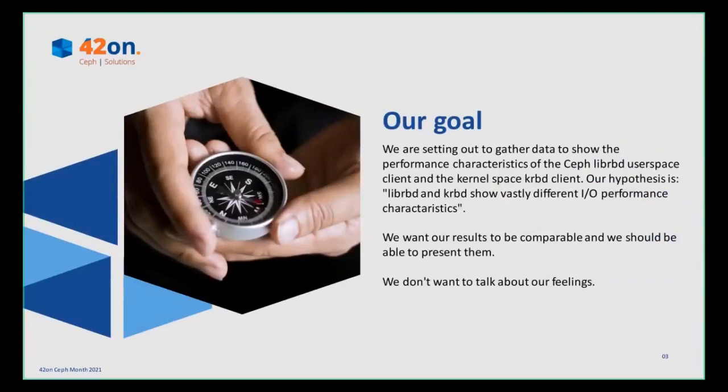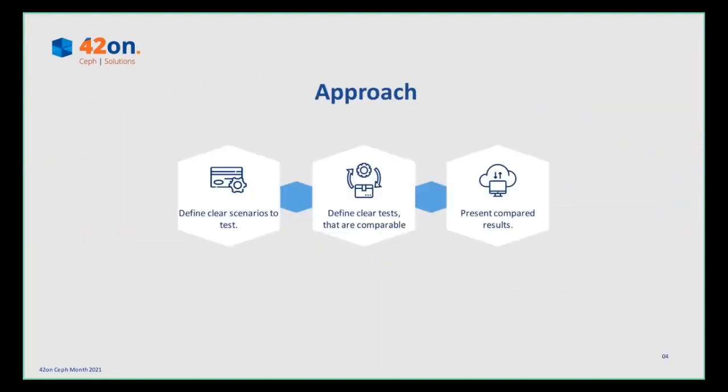What we set out to do is make sure that we gather data that makes us able to compare the performance characteristics of the two major Ceph clients, the major RBD clients, so the librbd user space client and the krbd kernel client. We wanted to make sure that our results are comparable and that we could present them not only here but also to our customers. And we want to make sure that we are not talking about our feelings about performance. So we set out with a clear goal. We wanted to define clear scenarios to test, define clear tests that are comparable, and then present these compared results.